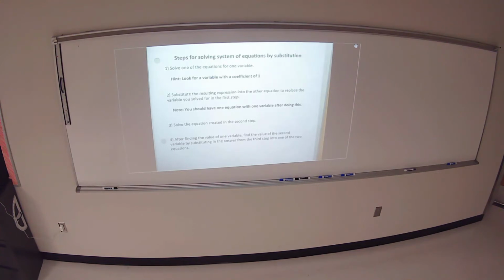So solving by graphing is a great way to introduce systems of equations. I'll be honest, out of the three methods, it's probably the least used, simply because there are so many limitations with it. So we're going to move on to our second of our three methods today. This is solving by substitution.